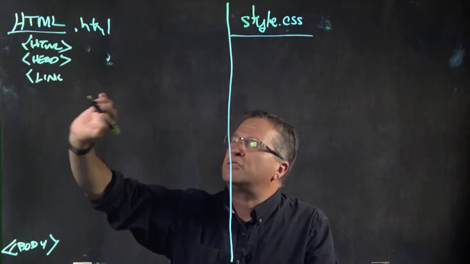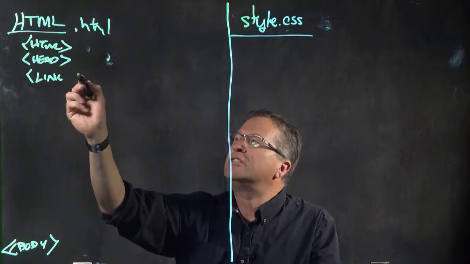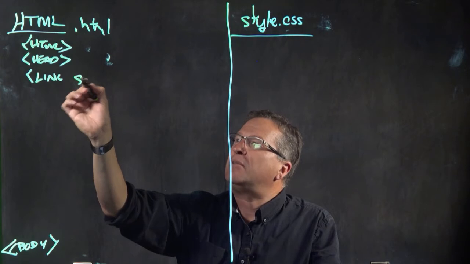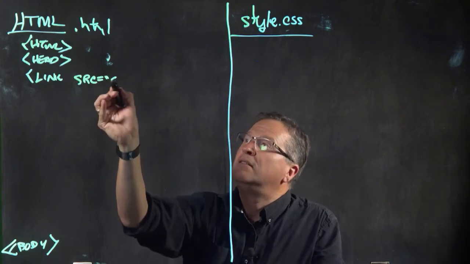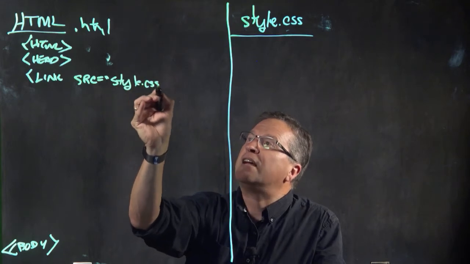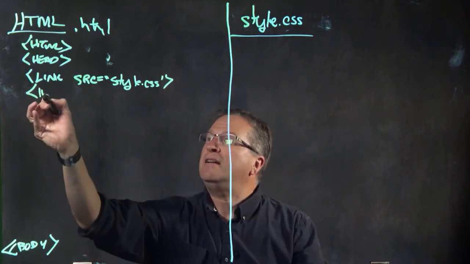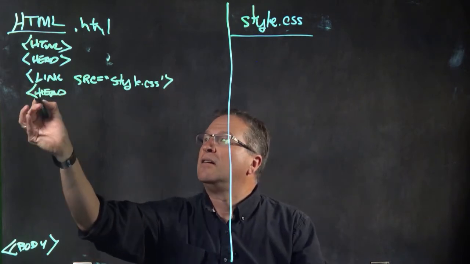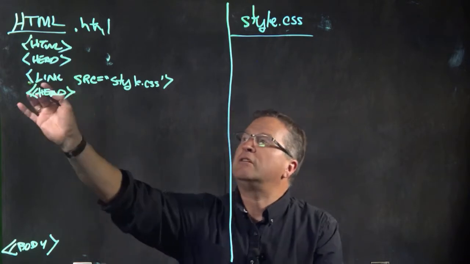And there's other code here, and I've forgotten what that code is, but essentially you're going to link to your style sheet. I believe it's source equals quote style dot CSS, close quote, close link, close the head. Boom, boom. And so now what we've done is we've created this link.